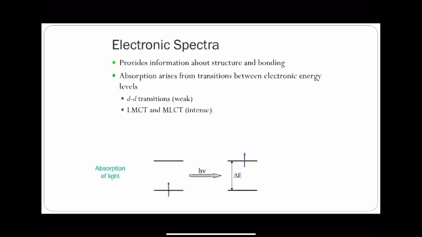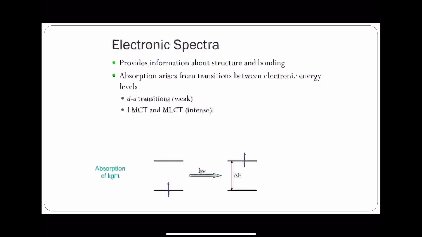So, the importance of our electronic spectra, first off, is that the electronic spectra provides us with a significant amount of information regarding the structure and bonding of our systems. So we've already talked about our crystal field theory and ligand field theory, and we understand that the identity of the metal and the identity of the ligand is going to have an impact on delta octahedral. That is the energy difference between our d orbitals in an octahedral field.